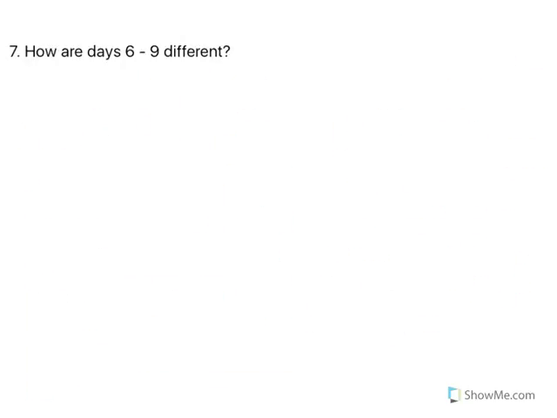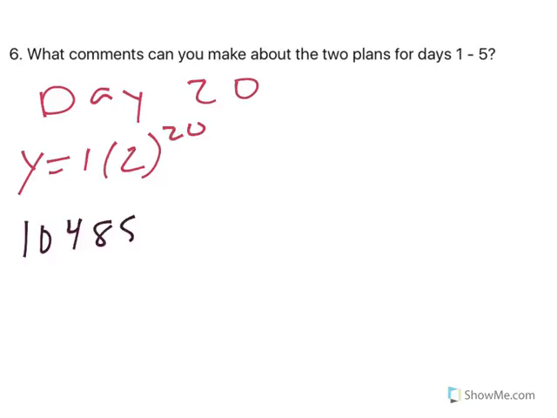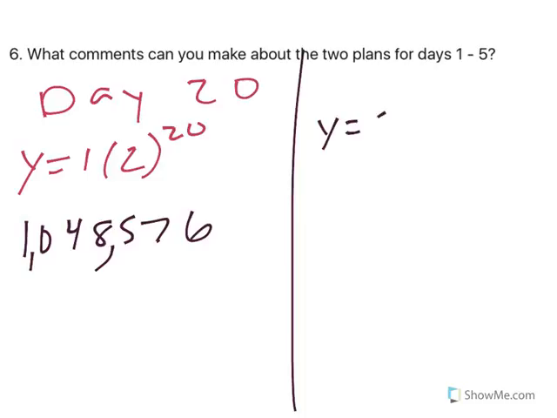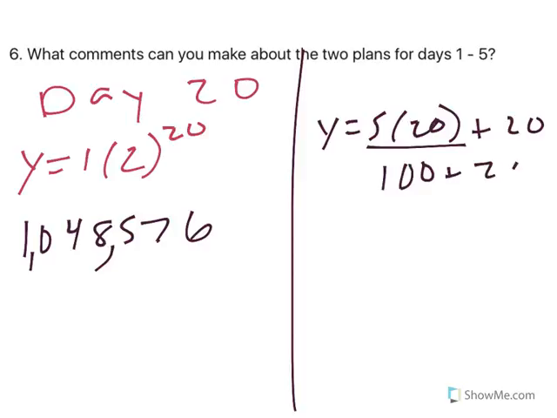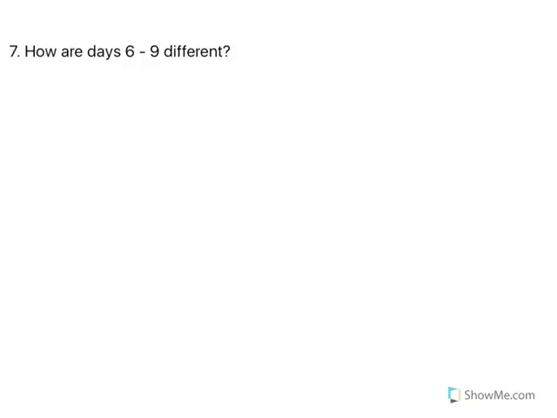Let's talk about day 20 just real quick. If you're using your formula and you put in a 20, we end up with 1,048,576. That's over $1 million in the original plan. Whereas if you go 5 times 20 plus 20, 5 times 20 is 100, you're going to be up to $120. This is why the queen said, you idiot, you're giving away all of our money. There's 10 more days after day 20 in the original deal, so it would get up into the way big millions.